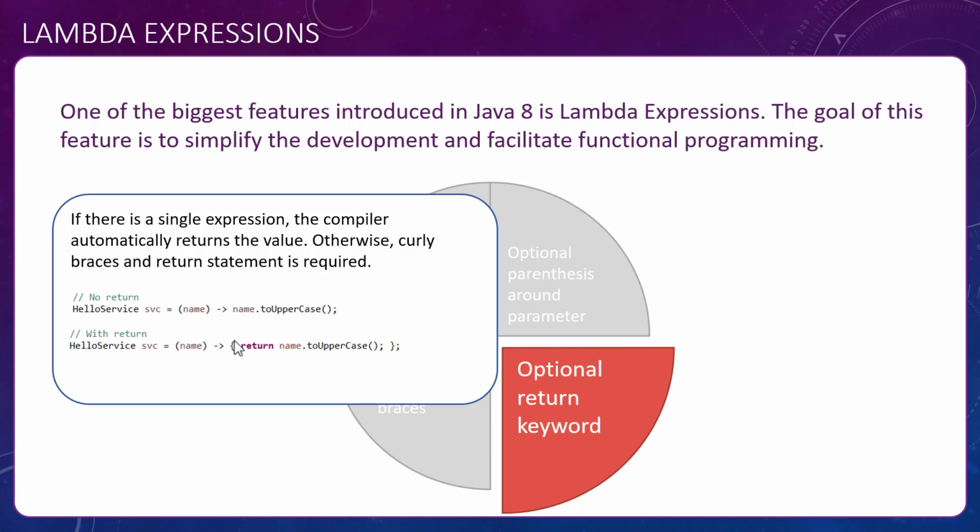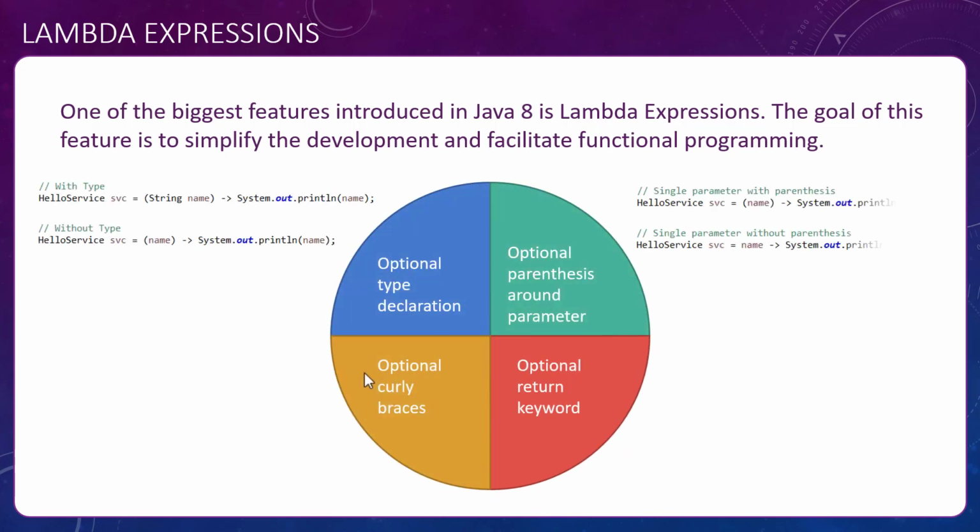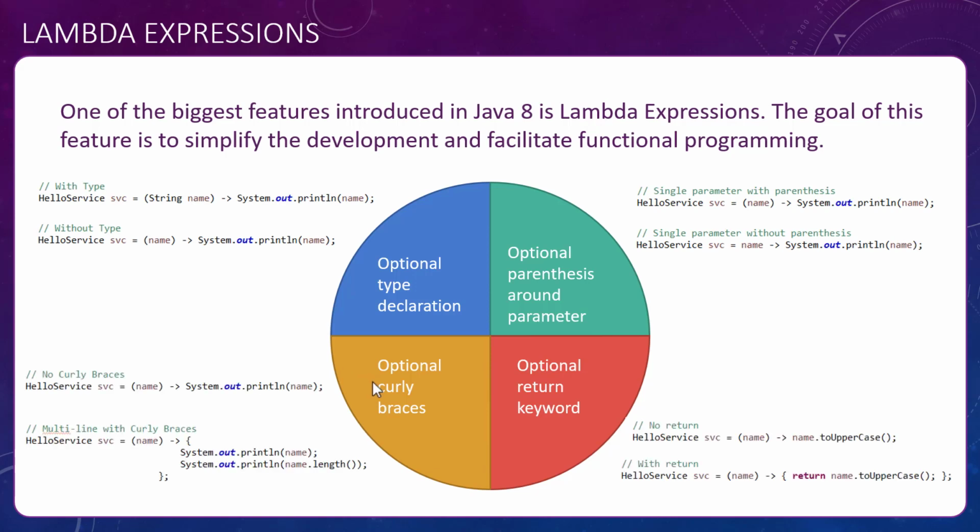So you have two options for this. If it's just a one liner, you can do it this way. If you have multiple lines, so if you have other processing first before you actually return the value, then you have to have the curly braces and then the return keyword. Alright, so basically that's it. So we have multiple ways of actually typing your lambda expressions.